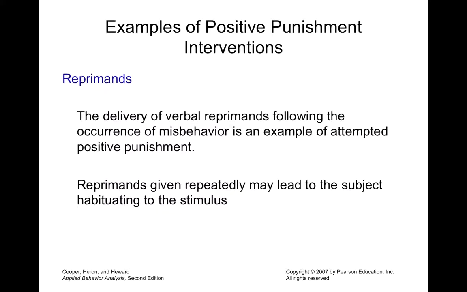Now, let's briefly talk about some examples of positive punishment and negative punishment that are being used in education settings. The first one is reprimands. The delivery of verbal reprimands following the occurrence of misbehavior, problem behavior, is an example of attempted positive punishment.